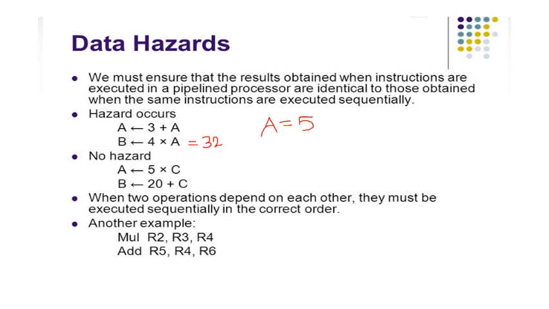If these two operations are performed by instructions in a program, then the instructions must be executed one after the other, because the data used in the second instruction depend on the result of the first instruction. On the other hand, the two operations A into C and B is equal to 20 plus C can be performed concurrently because these operations are independent.